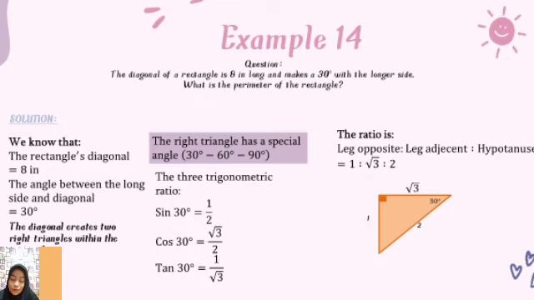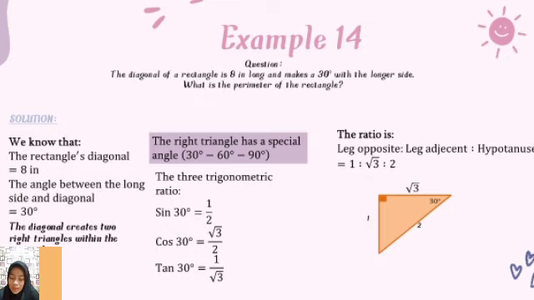Next, example 14 with the question: the diagonal of a rectangle is 8 inches long and makes a 30 degree angle with the longer side. What is the perimeter of the rectangle? Solution: we know that the rectangle's diagonal equals 8 inches, and the angle between the long side and the diagonal equals 30 degrees. The diagonal creates two right triangles within the rectangle.